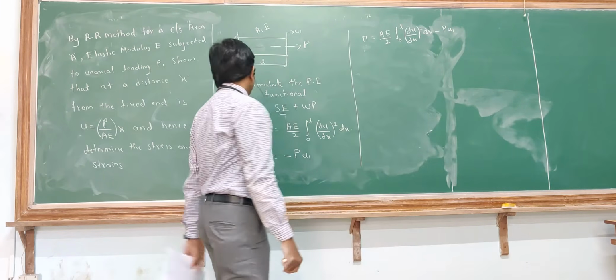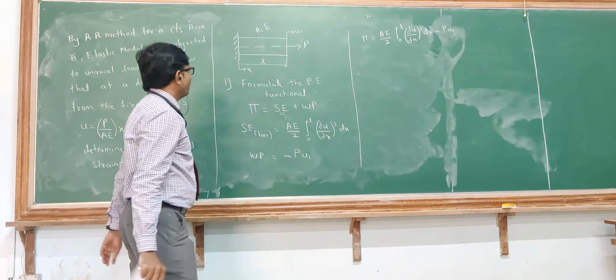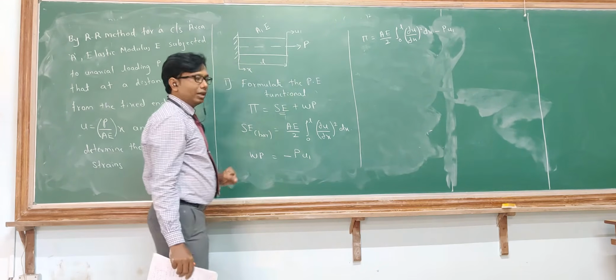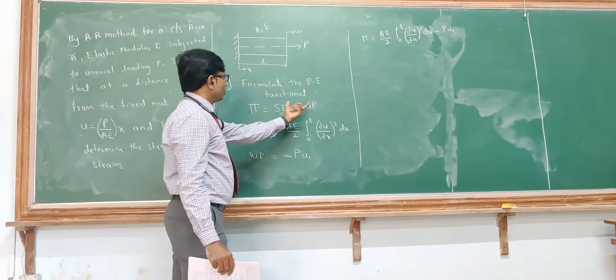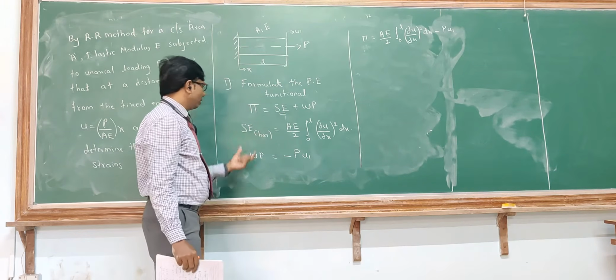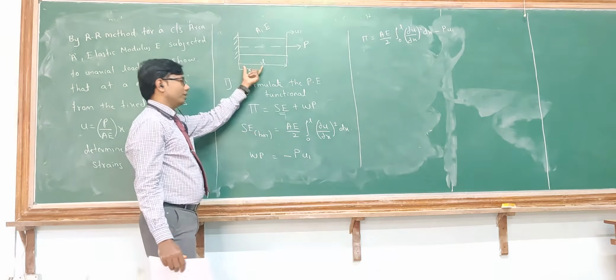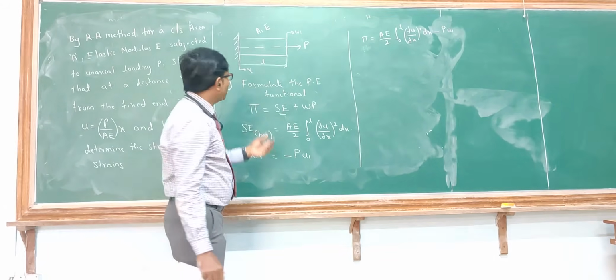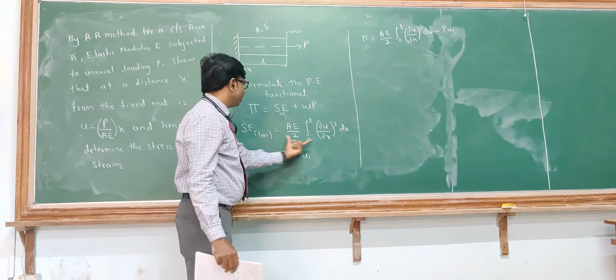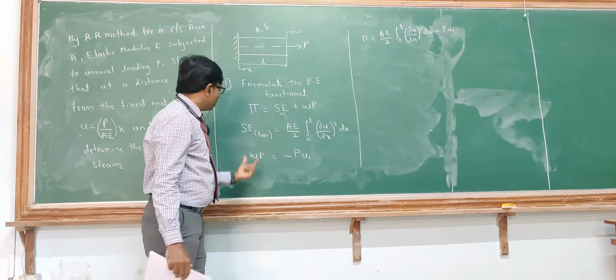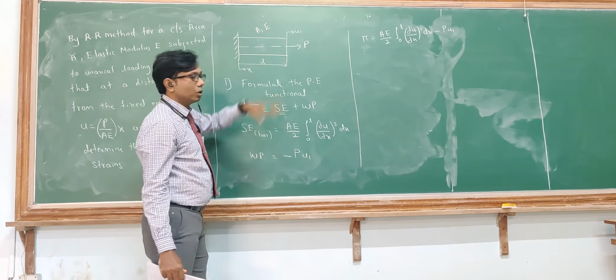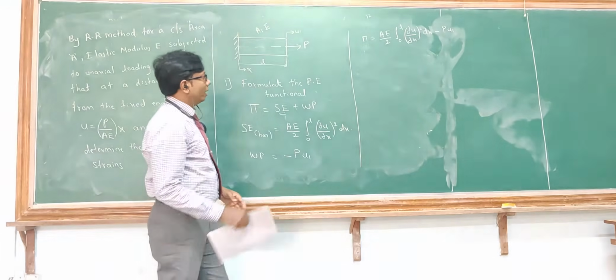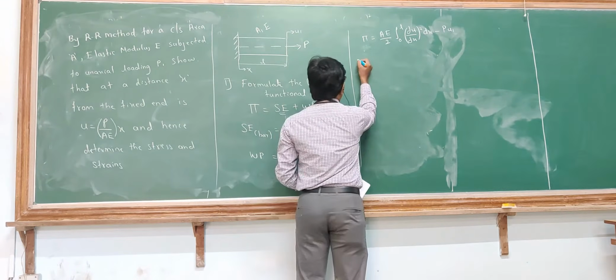Next, this is the first step which you need to write. First you have to formulate the potential energy functional, that is pi is equal to strain energy plus work potential. Then you have to write the strain energy for the bar, because strain energy for a bar is different, strain energy for a beam is different. This is a bar problem, so we have to write the strain energy for the bar. Next you have to write the work potential, which is load into displacement. Okay, so we have done the first step.